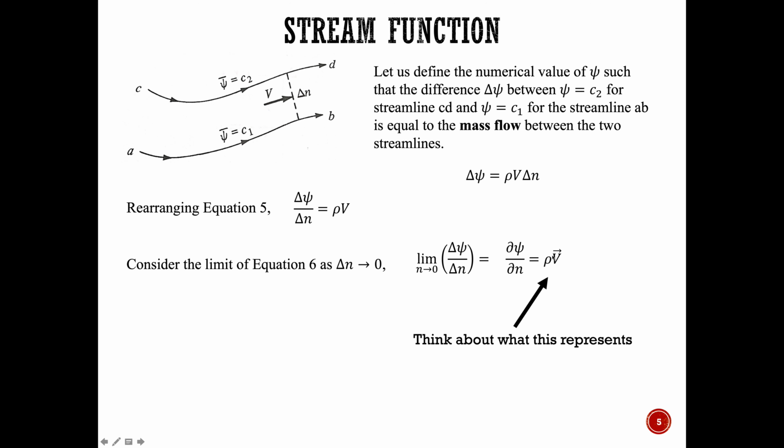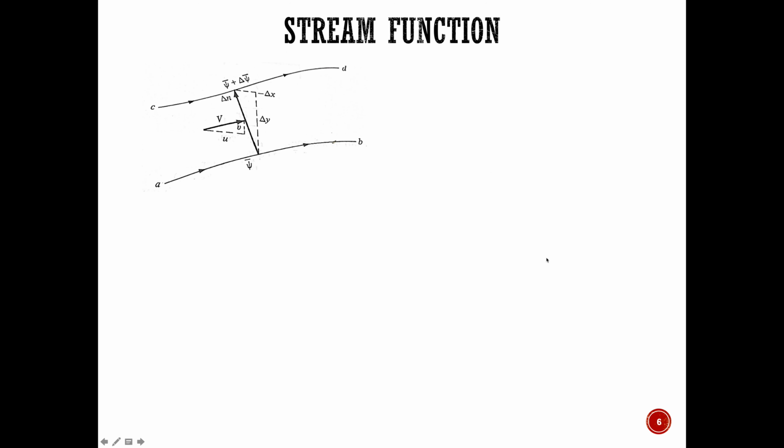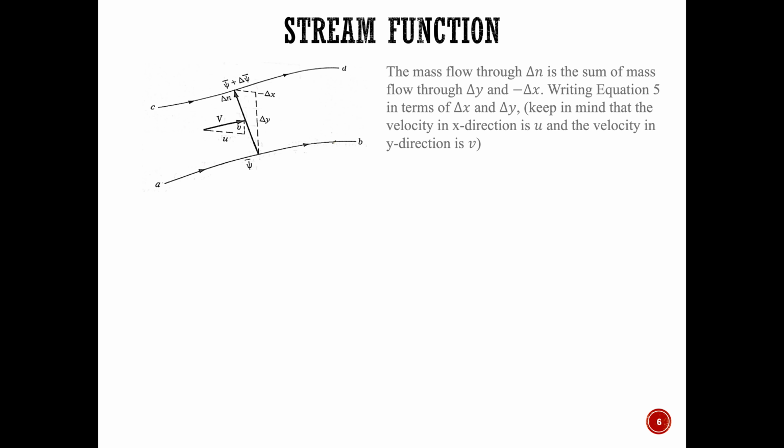So let's do that in this step, right? All we're trying to do here is divide that delta n in terms of delta y and delta x. All we're trying to see here is whether we can divide that mass flow rate coming through delta n in terms of mass flow rate coming from delta y and delta x, okay? So again, keep in mind that the velocity in x direction is u and the velocity in y direction is v.